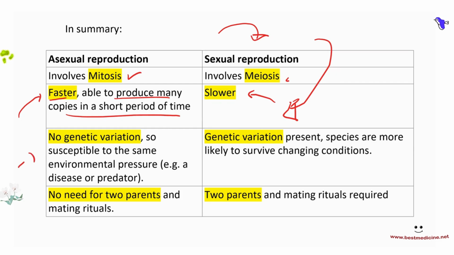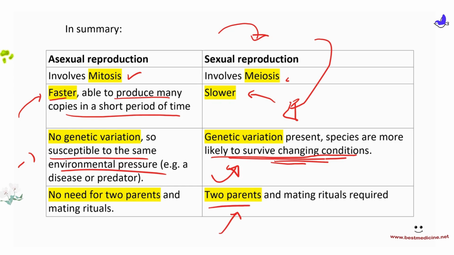There's no genetic variation in asexual reproduction. So this means that the species are more susceptible to the same environmental pressure, while sexual reproduction means that there is lesser susceptibility. They're more likely to survive, and therefore it helps in species becoming more adapted as well. And lastly, there's no need for two parents and mating rituals. Well, over here, we do have a need for two parents and mating rituals. So very, very important, very high yield differences, four differences I've listed out so that you can write them in a four marker, okay?